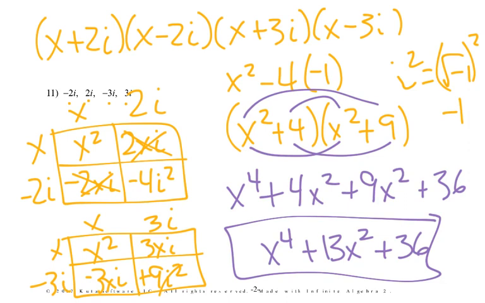Okay, just remember if it would have been just negative i, we would have also had the positive version of it. Okay, so there we go, guys. That's basically how we create those equations from the zeros.